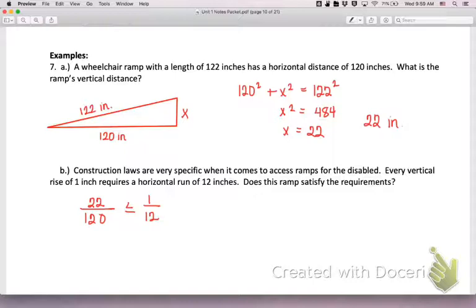Now, 22 divided by 120 comes out to 0.183, and 1 divided by 12 comes out to 0.083. And so this inequality is not true. So that means that the ramp that we are looking at is too steep, and it does not meet the requirements.